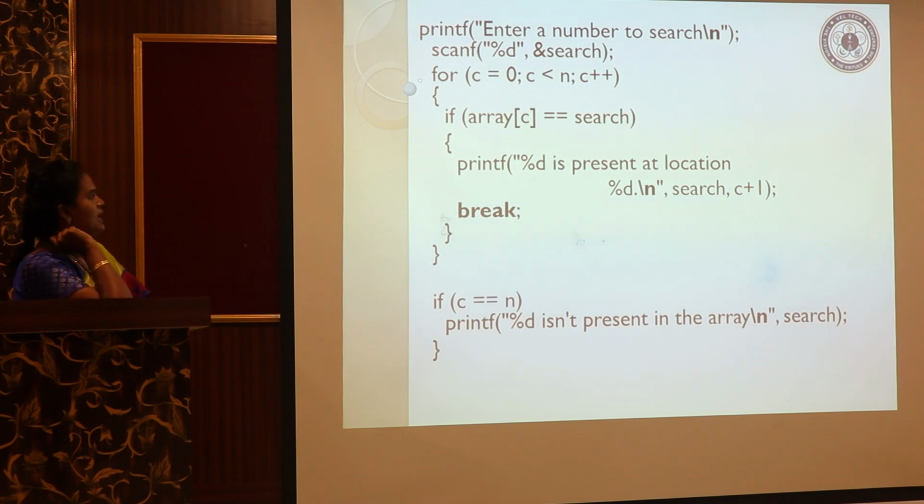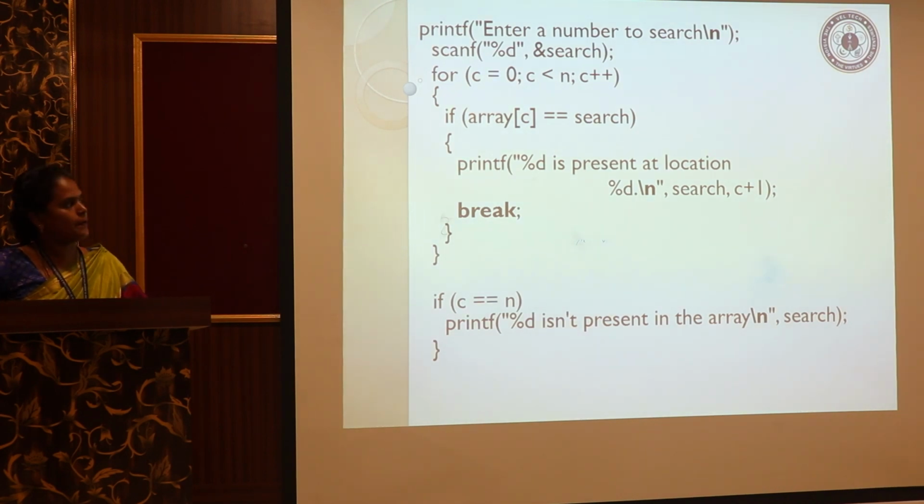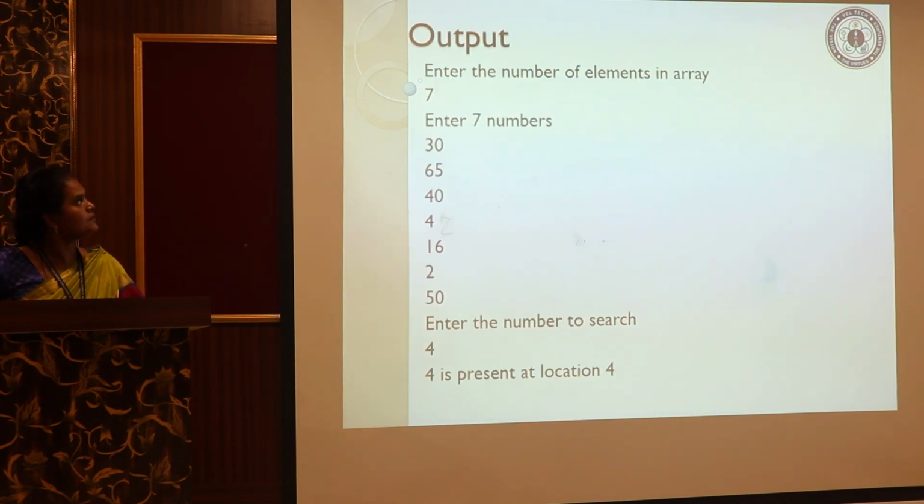If the search element is not found in the list and C has become equal to N, in that case what do you do? You have to print that the search element is not found. So this is how you perform the search operation using linear search. So this is how you get the output.